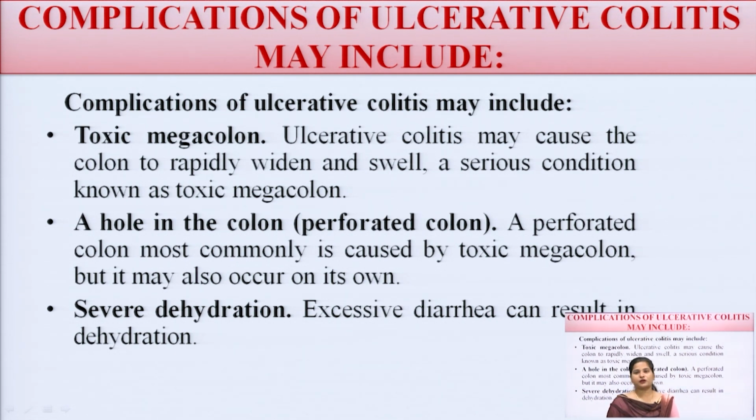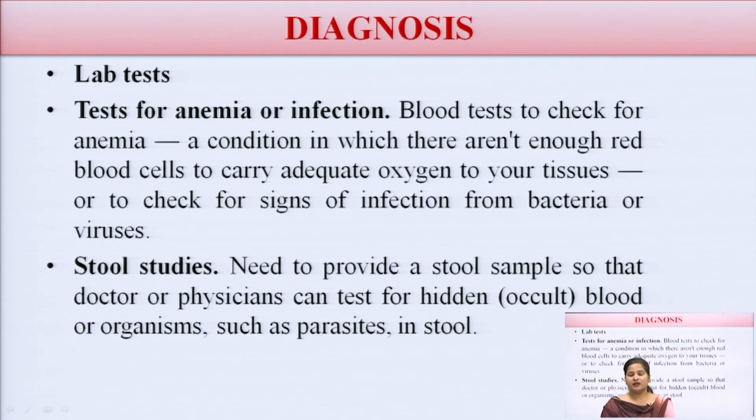Now, there is a complication of ulcerative colitis, which is toxic megacolon. In toxic megacolon there is swelling of the colon, and there are ulcers in the colon. There is dehydration because of the diarrhea. So, these are some complications related to ulcerative colitis.